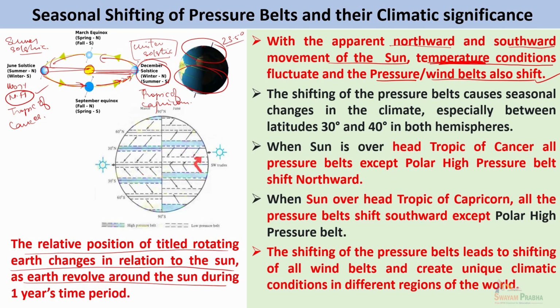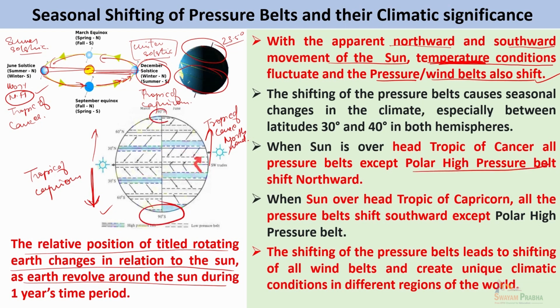So when the sun is over the Tropic of Cancer, all the pressure belts tend to shift northward, while when there is apparent southward movement of the sun and the sun is over the Tropic of Capricorn, all the pressure belts tend to shift southward. While all the pressure belts shift northward and southward, the polar high pressure belts in both the hemispheres remain stationary and do not shift northward or southward with the apparent movement of the sun.